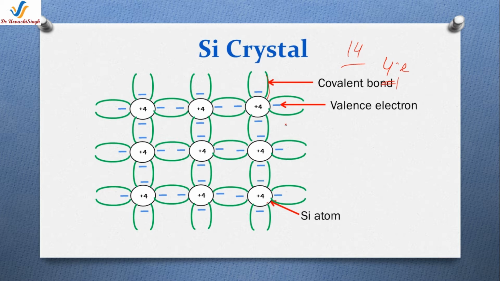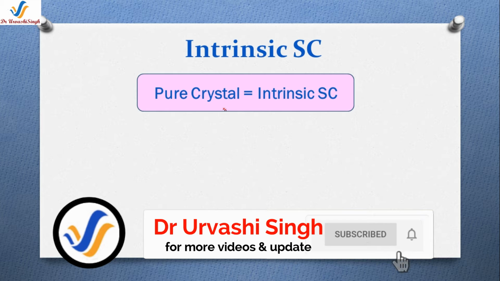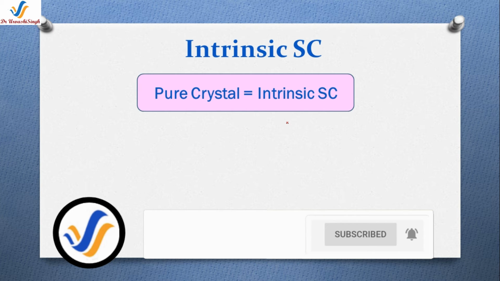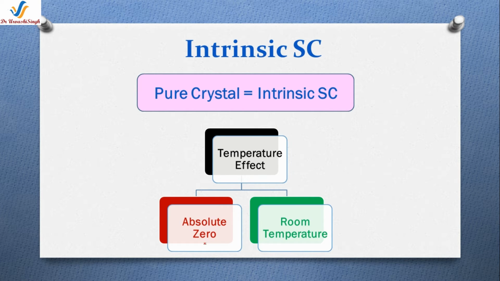Now in the silicon crystal, you can see there is no foreign element and that's why this crystal is called an intrinsic semiconductor, which means the pure crystal is the intrinsic semiconductor. After this we will study the thermal behavior of the intrinsic semiconductor. There are two cases to study the thermal behavior. The first one is absolute zero. Absolute zero is 0 Kelvin temperature and room temperature is 300 Kelvin.